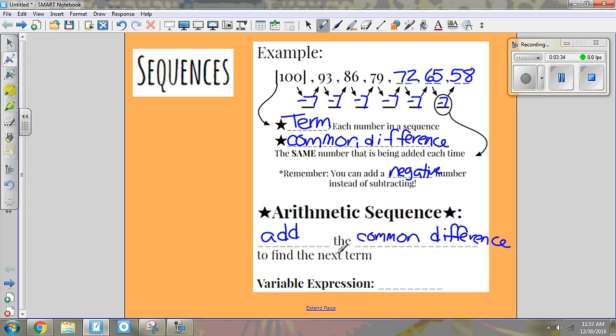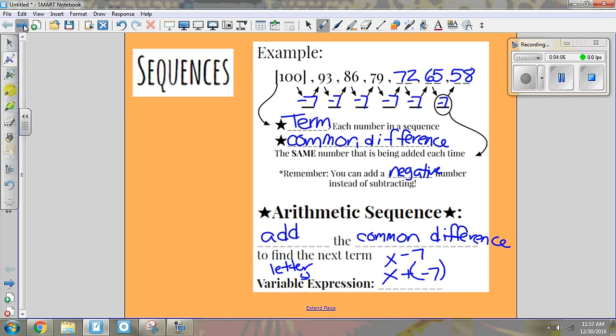Now once we know what that rule is, what that common difference is, I can make a variable expression. Remember, variable means that we're going to use letters. So for my letters, I'm going to use an x. And so for every single term, I kept adding a negative 7. Remember, another way I can write that is to do x minus 7. Those are both good variable expressions to represent this sequence.